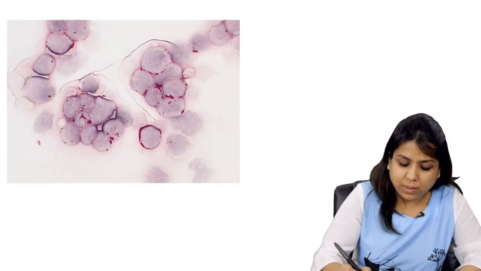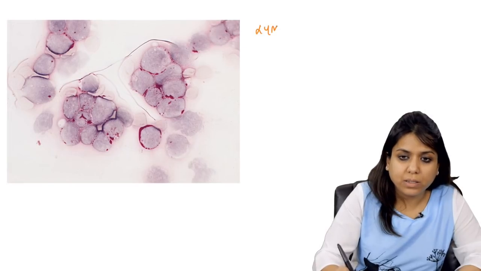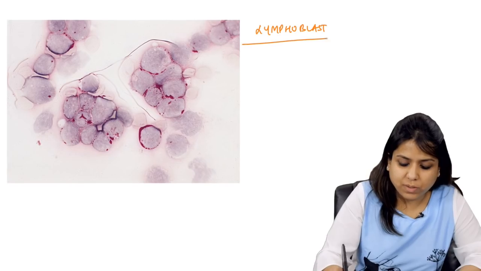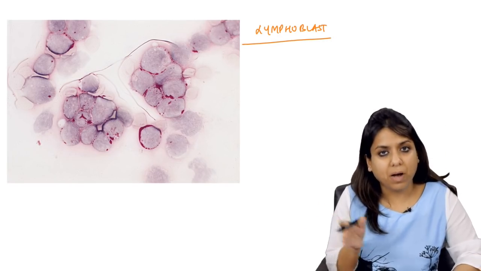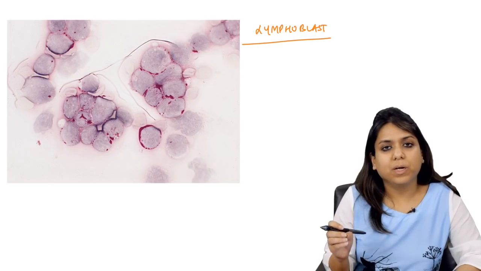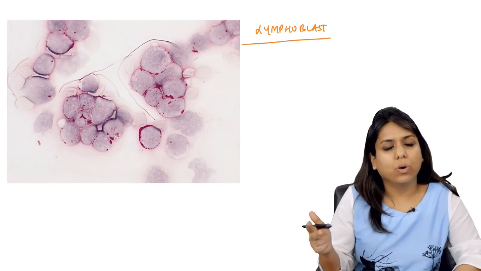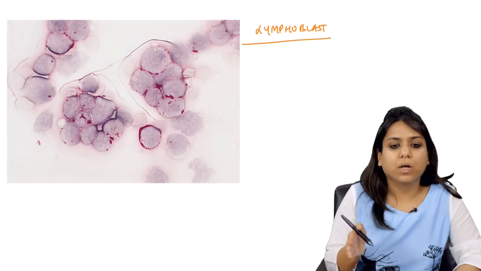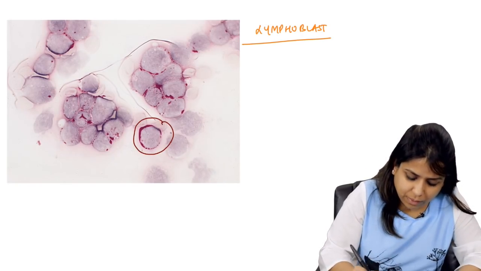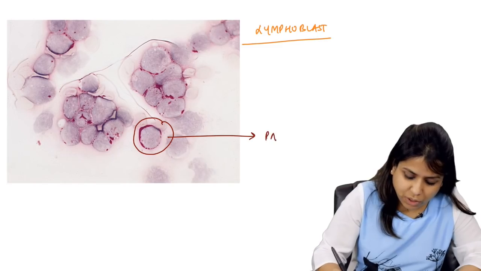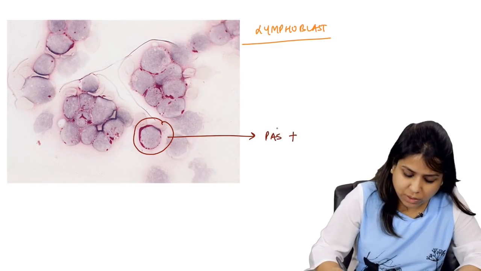Similarly, students, this is a lymphoblast. This is basically a PAS positive slide. Lymphoblasts are PAS positive and myeloblasts are myeloperoxidase, non-specific esterase or Sudan black B positive. So we can see this cell is a lymphoblast which shows PAS positivity, and this is called as block positivity.